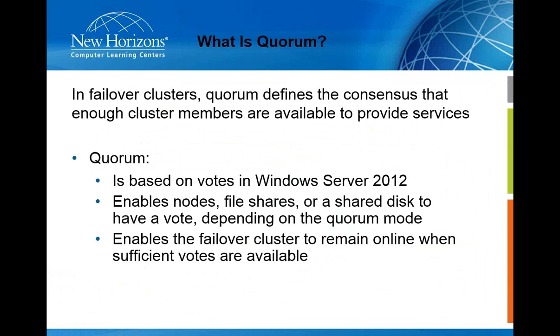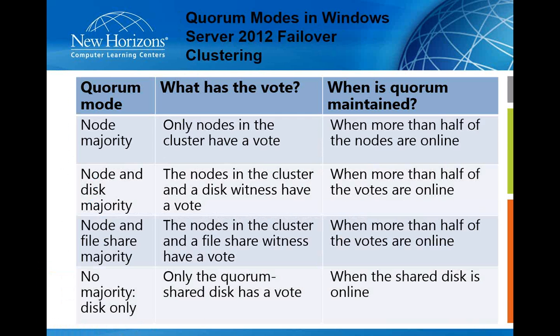If I have an odd number of computers in the cluster, or nodes in the cluster, then I don't have to worry about a file share witness or a shared disk to have a vote. But the idea is we keep the service going as long as more than 50% of the votes are there. And that's the way it's always been with quorum.